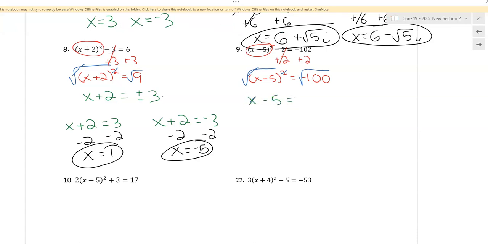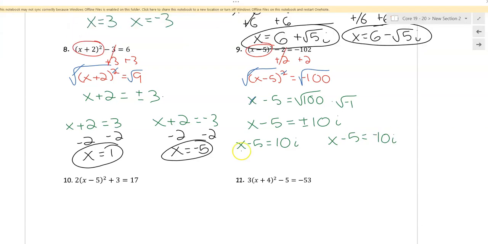equals, the square root of negative 100 is the same as the square root of 100 times the square root of negative 1. So then I have x minus 5 equals, the square root of 100 is plus or minus 10. The square root of negative 1 is i. Split them up. x minus 5 equals 10i, and x minus 5 equals negative 10i.